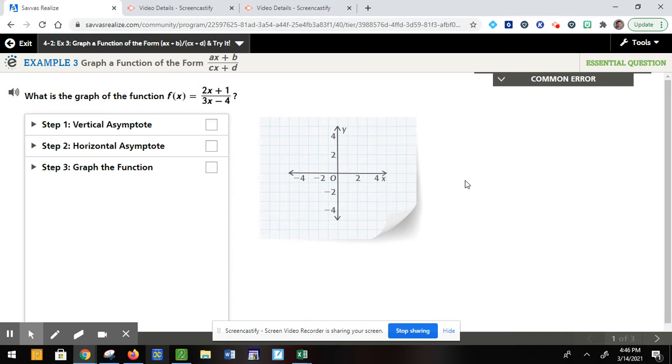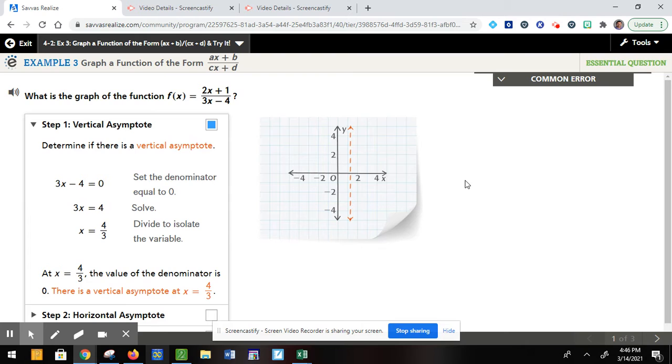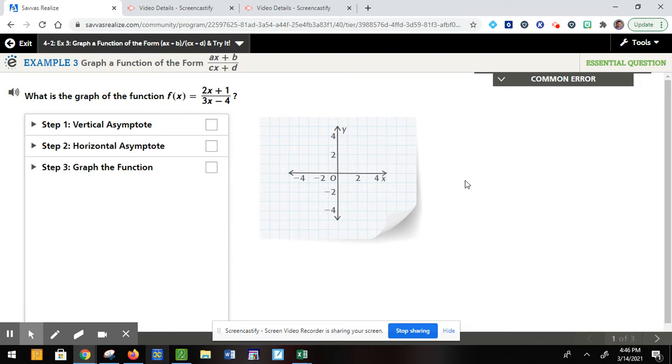So three things you're going to do, three steps. First step, find the vertical asymptote. So you're just taking the denominator, setting it equal to 0, and solving. So 3x minus 4, you end up with x equals 4/3. So the vertical asymptote is at x equals 4/3.